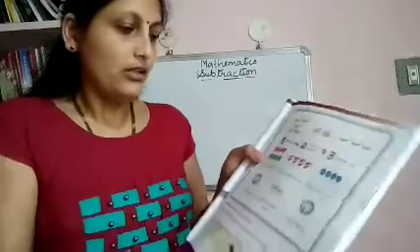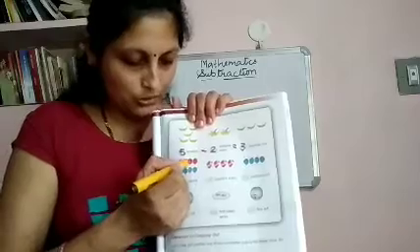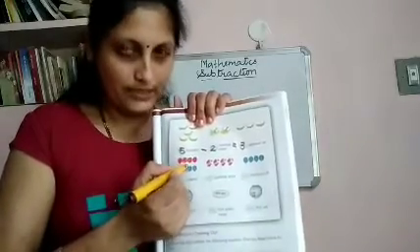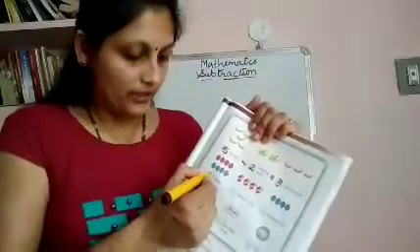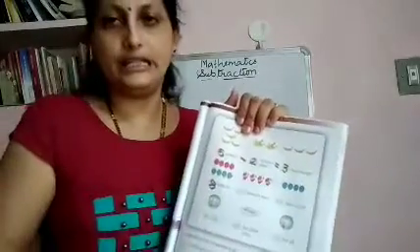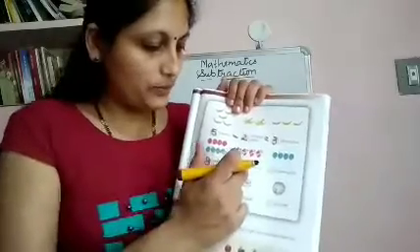Next one. Balloons are given here. How many balloons are there? Count. 1, 2, 3, 4, 5, 6, 7, 8. 8 balloons are there. So write in the box 8. Out of 8 balloons, how many balloons burst?